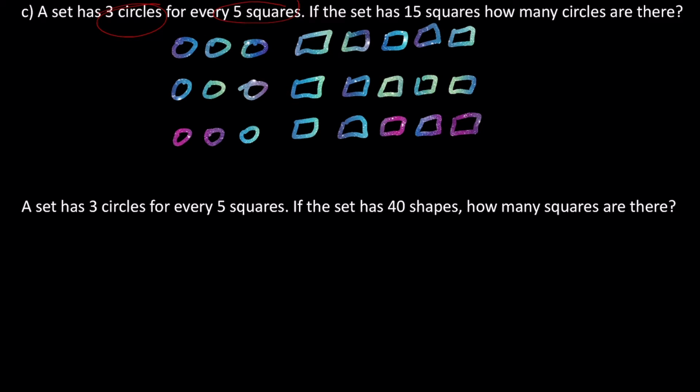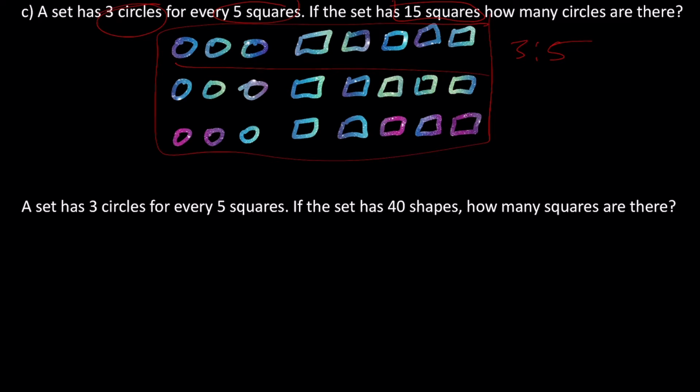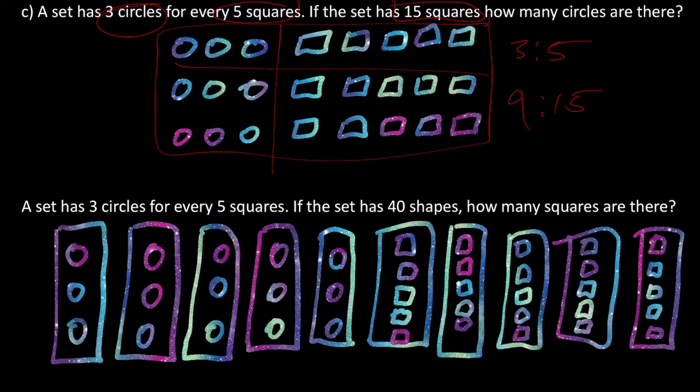And then we have 15 squares in total. So I have the 3 circles, 3 to 5 ratio, right? And that's shown right here. And then if I look, and this is all one ratio, this would be 15 squares to every 9 circles. Okay, I have 3 circles. This is my 3 circles here to every 5 squares. And notice I drew it in the other way where we're showing them in groups.